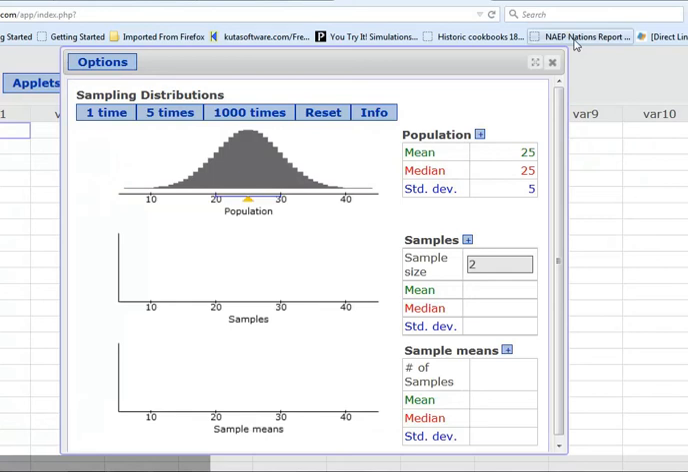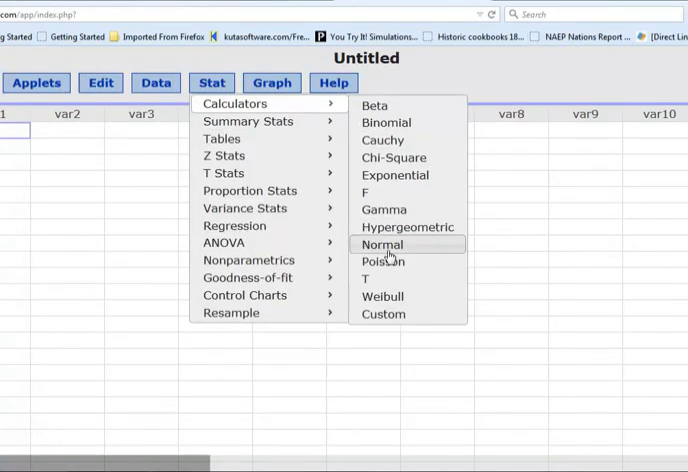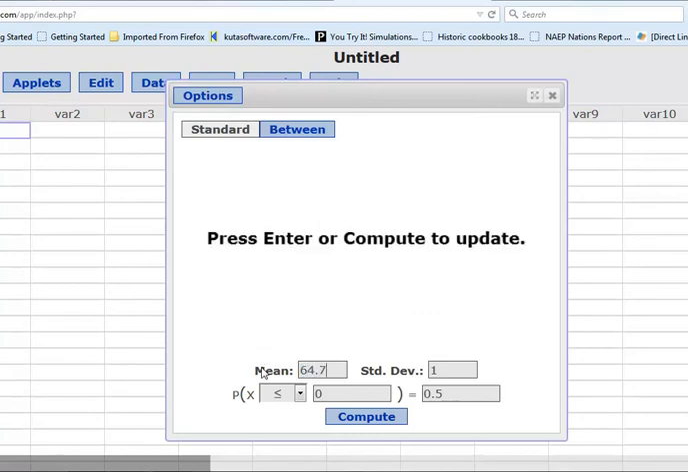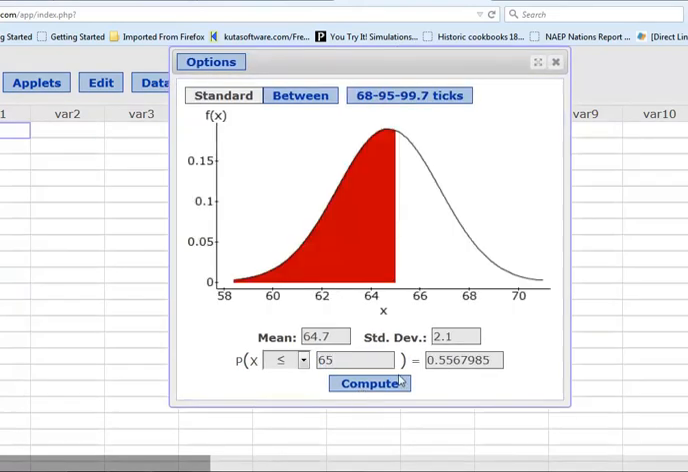So we're going to go back to StatCrunch. We're going to open up our normal calculator again. And we're going to put in 64.7, 2.1, and we're going to say, what's the chance that a woman is less than 5'5"? So you can see it's just a little over 55.6%.